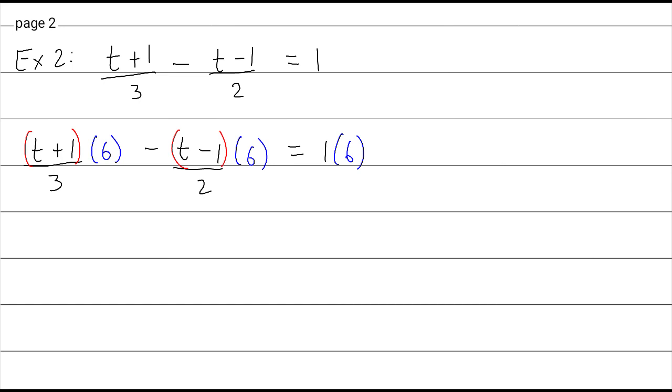Like before, we're going to simplify the numbers first. So 6 over 3 is 2, 6 divided by 3 is just 2. So this is just 2 times t plus 1. I like to write the 2 in the front though. We're used to seeing it like that. Minus 6 divided by 2 is 3. So that's really just 3 times t minus 1.